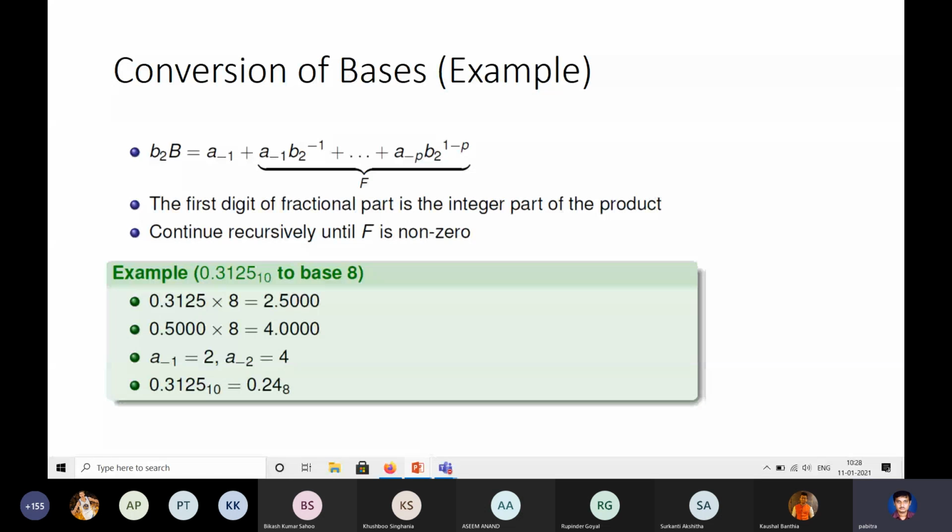This is if you use a finite number of digits. But as I have told, a representation which requires a finite number of digits in one base, particularly a fractional number, may need an infinite number of digits in another base. You can easily take an example and see.